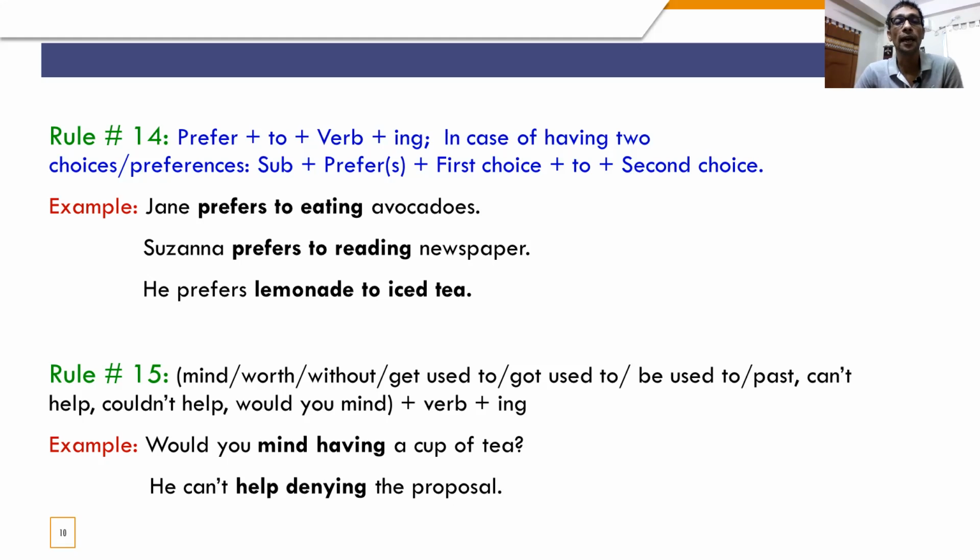Would you mind having a cup of tea? Or he can't help denying the proposal. So when you use these words or phrases, you must use the participle of the main verb. Okay, moving on, going to the next slide.